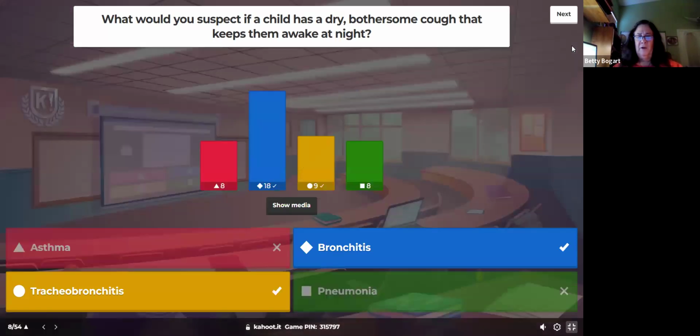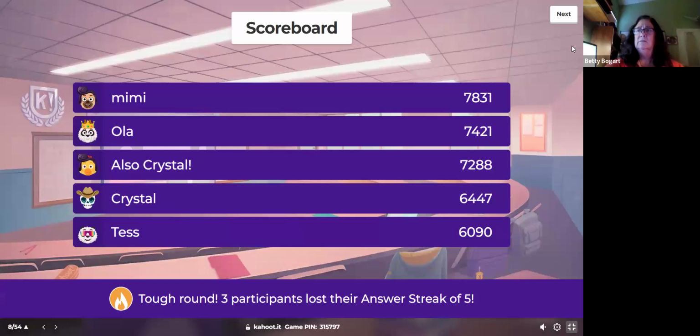Okay, the tricky part of this one is to let you know tracheobronchitis and bronchitis are the same. So bronchitis: dry, bothersome cough that keeps them awake at night. That's the classic definition.